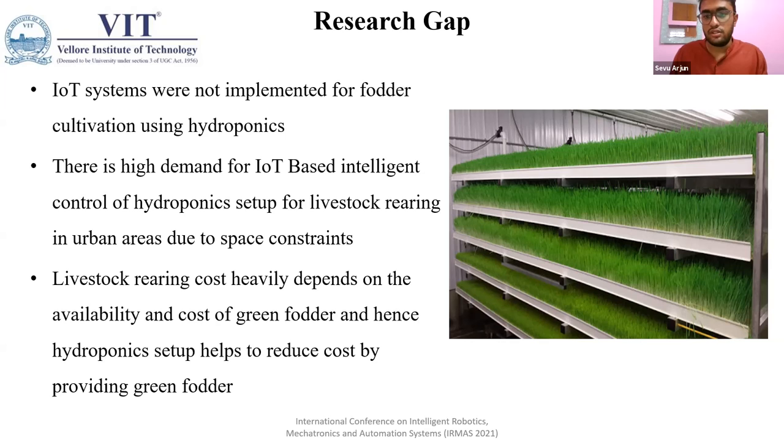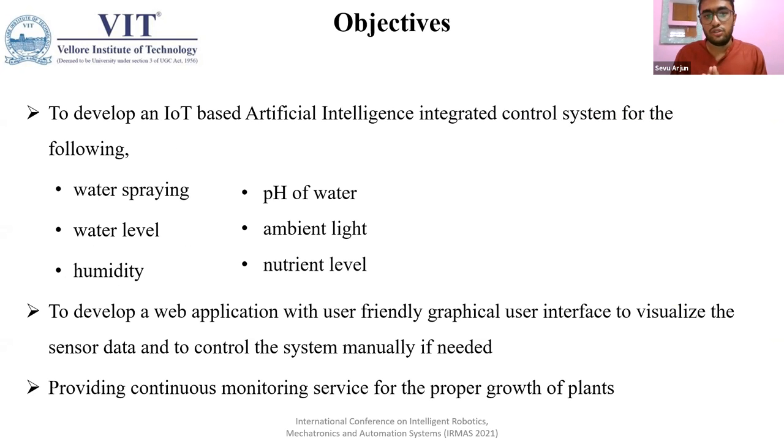So I took this space and wanted to implement a complete setup which can monitor and control all these things. The main objective is to develop an IoT-based artificial intelligence integrated control system for the following: water spraying, pH of water, water level, ambient light, humidity, and nutrition level of the complete system. And to develop a web-based application which people can open and see their water spraying level, pH, water level and everything. In case of any emergency, they can switch on the pump, switch the lights on or off, or switch off the complete setup. This was my primary objective.